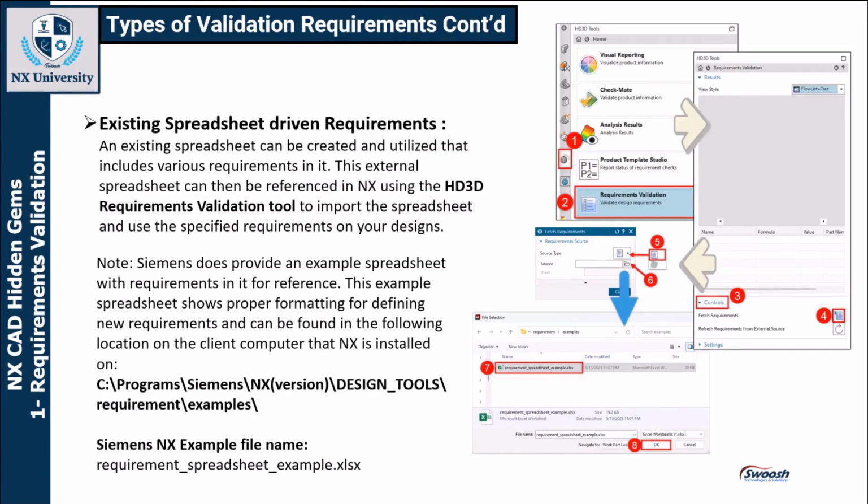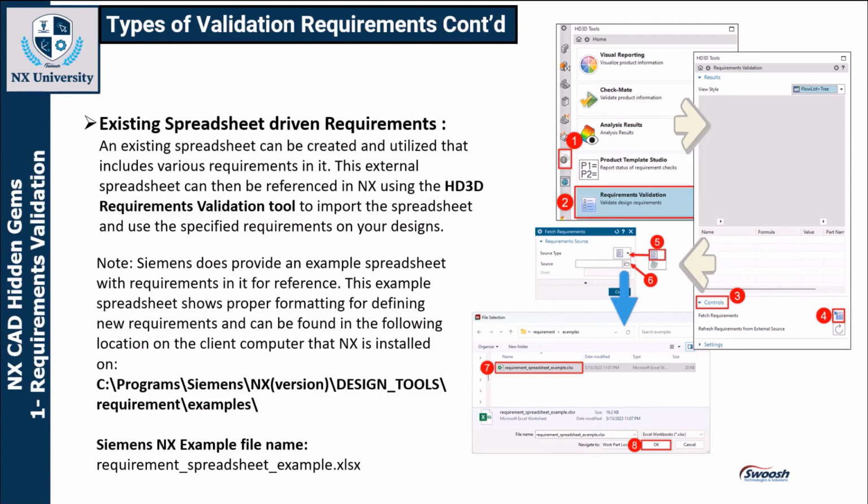Looking at types of validation requirements continued here, we can also import requirements from an existing spreadsheet. So we can build a spreadsheet or use an existing spreadsheet either in the native NX environment or from Teamcenter, and we can use that external spreadsheet and reference it inside of NX using the HD3D requirements tool, and we can import that spreadsheet and bring in all those requirements at one time. Note, Siemens does provide an example spreadsheet with requirements in it for reference by the user. This example spreadsheet is going to show proper formatting for defining new requirements and can be found in the following location on your client computer that NX is installed on.